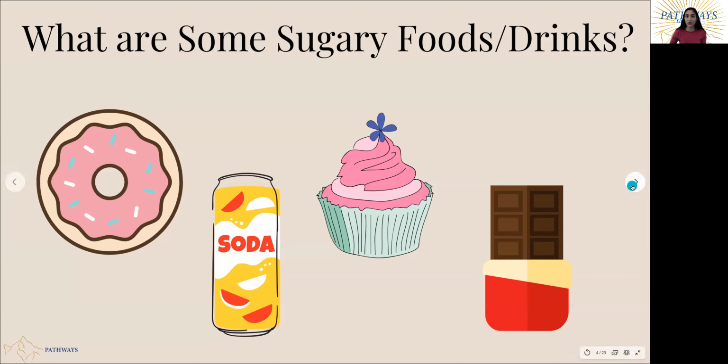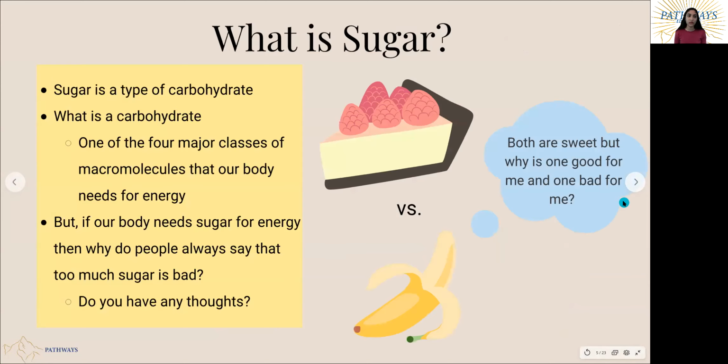But let's really get into what really is sugar and why are some sugars good for us and some sugars not good. So, sugar is a type of carbohydrate, and a carbohydrate falls under one of the four major classes of macromolecules that our body needs to make energy.